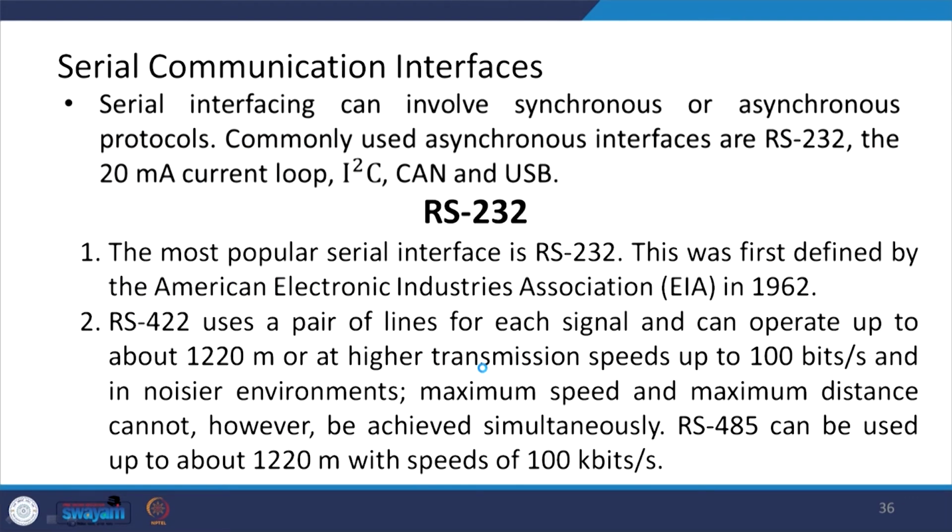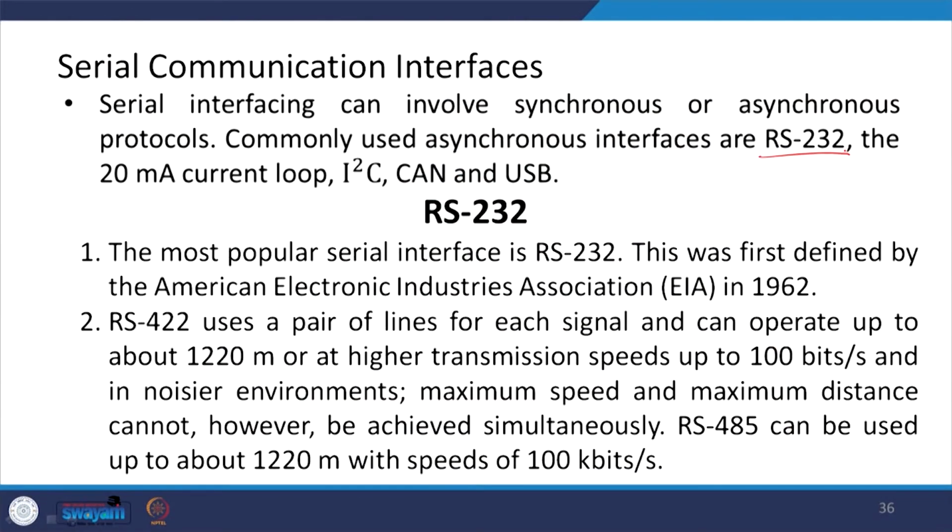Now, let us look at the serial communication interfaces. The serial interfacing can involve synchronous or asynchronous protocols. Commonly used asynchronous interfaces are RS-232, the 20 milliamp current loop, I2C, CAN, and USB. Let us look first at the RS-232. The most popular serial interface is RS-232. This was first defined by the American Electronic Industries Association, EIA, in 1962.